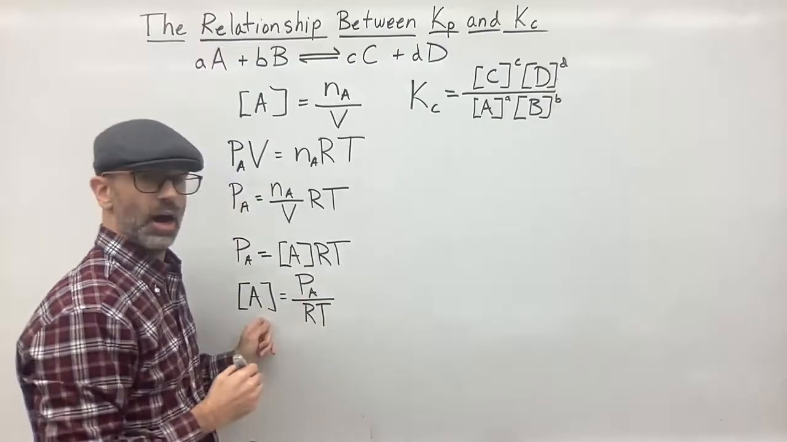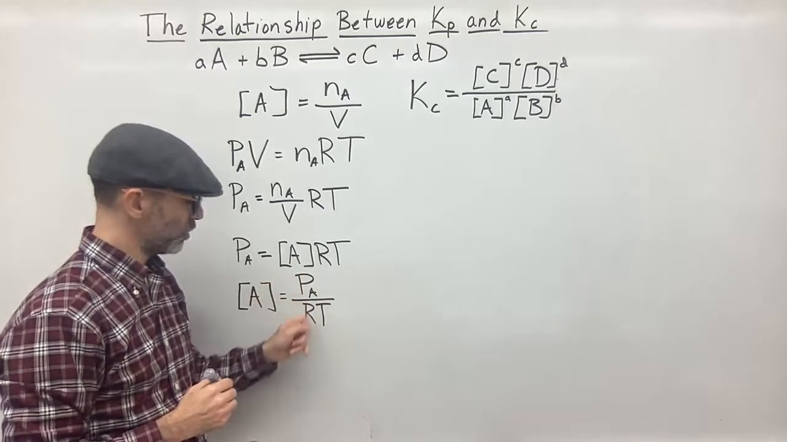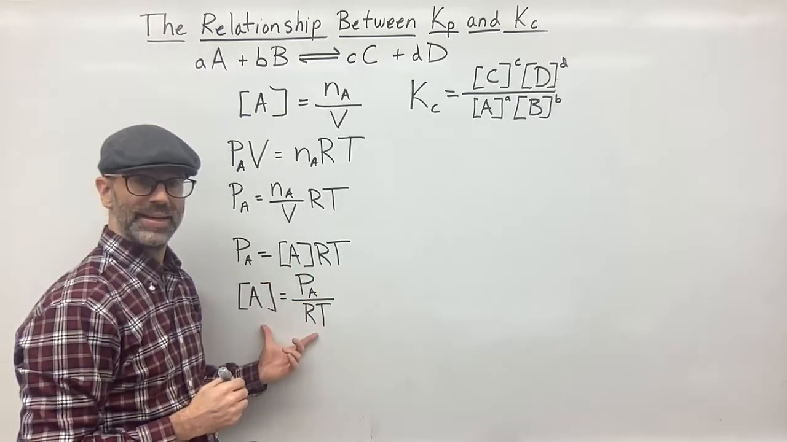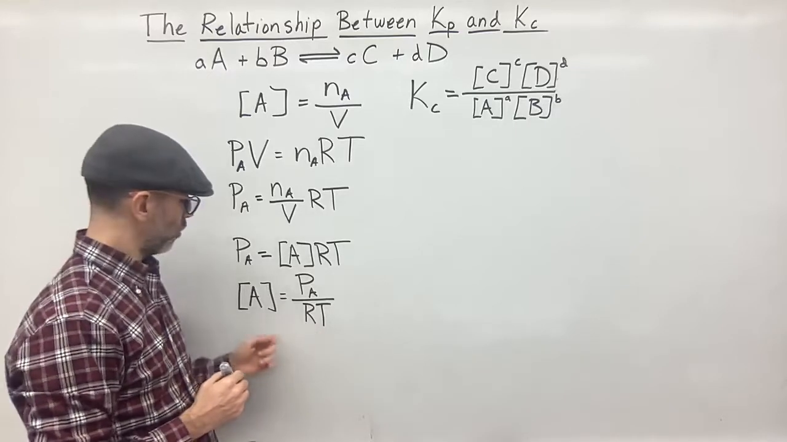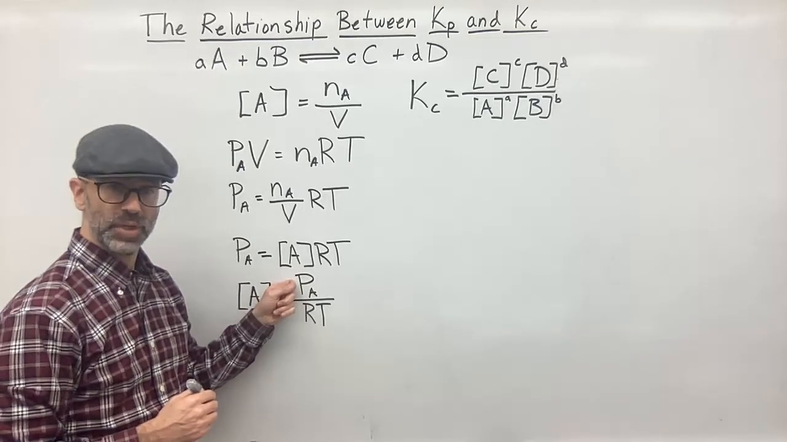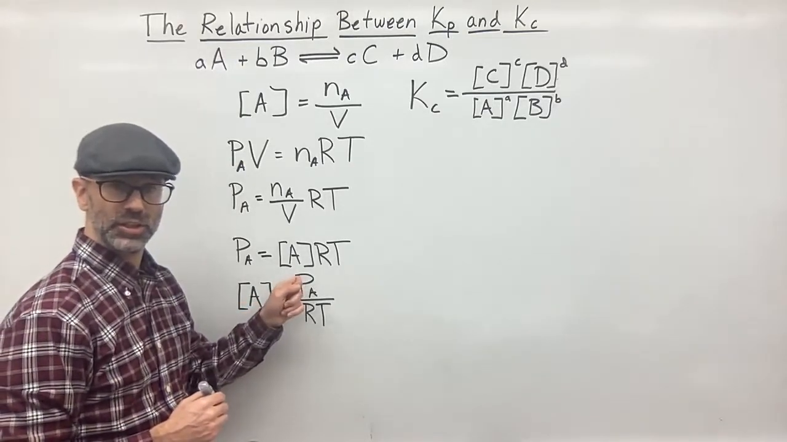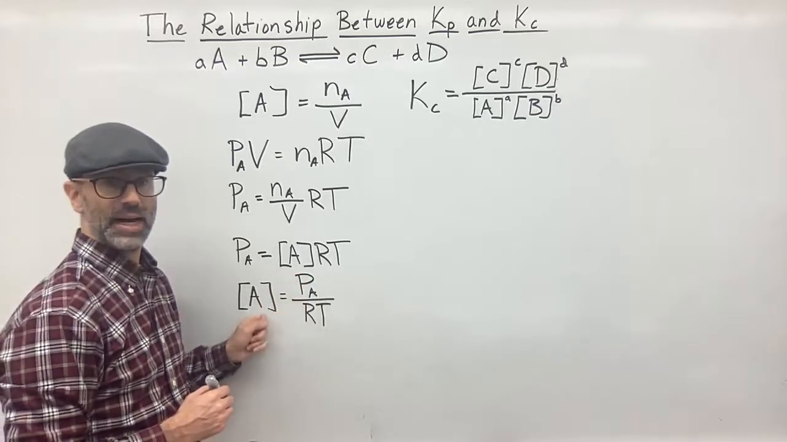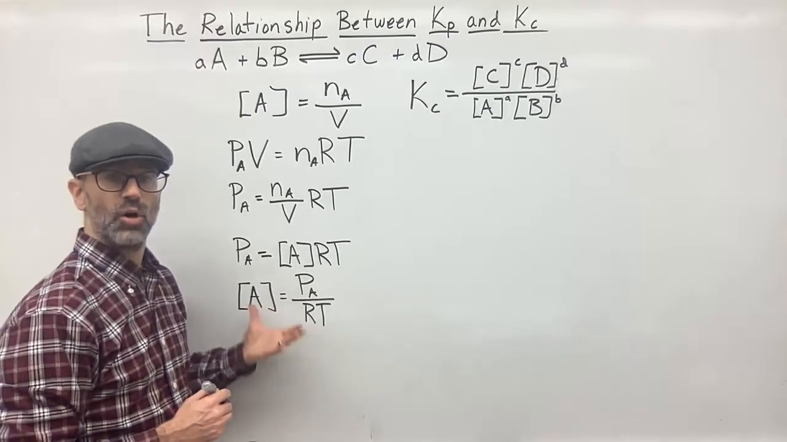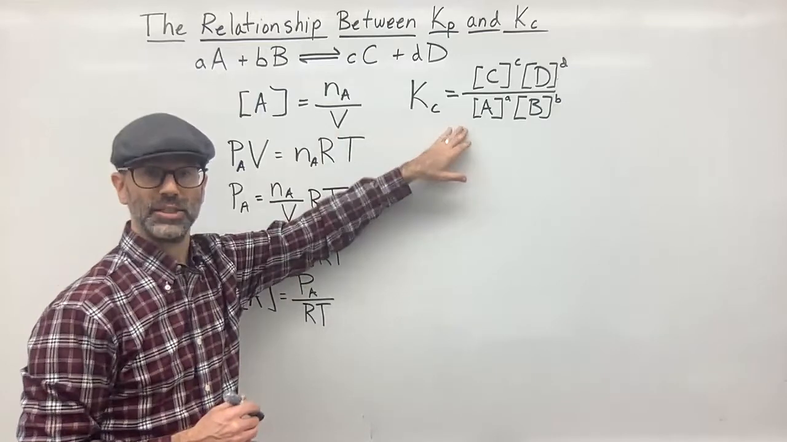We have our concentration of A equal to the partial pressure of A over RT. Now remember what I said before, what we did for A is the same we did for B. So the concentration of B is equal to the partial pressure of B over RT. The concentration of C is equal to the partial pressure of C over RT. And the concentration of D is equal to the partial pressure of D over RT. So using those expressions, we can now substitute those in for the concentrations.